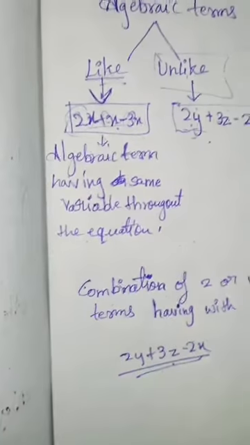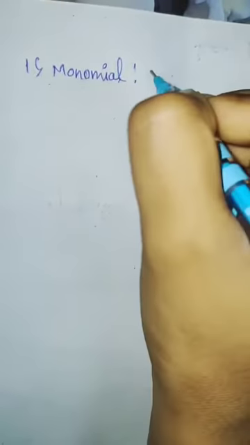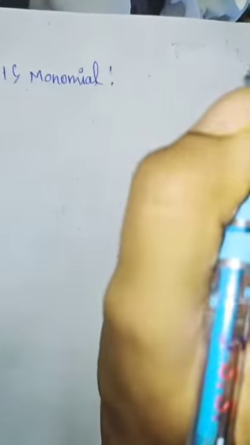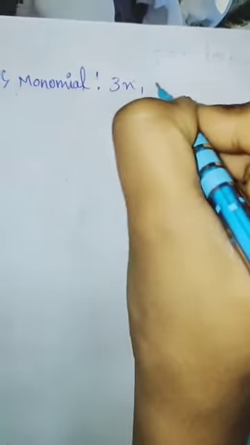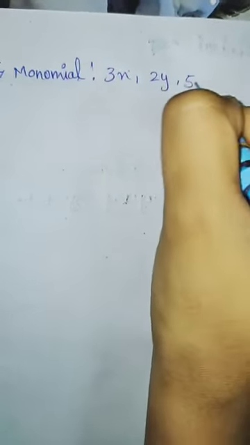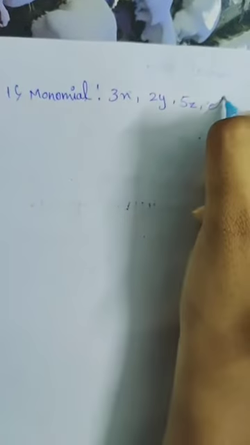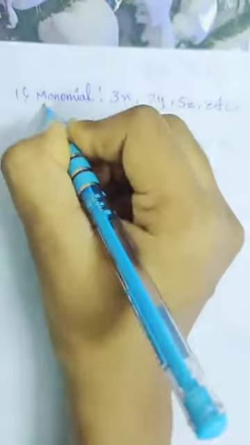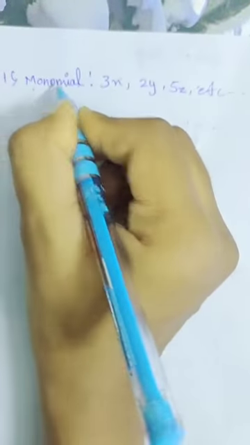Next let us move to the types of algebraic expressions. We have many types of algebraic expressions. The first one is monomial. Monomial means an algebraic expression having only one term. For example, 3x, 2y, 5z, etc. These algebraic expressions having only one term are called monomials.